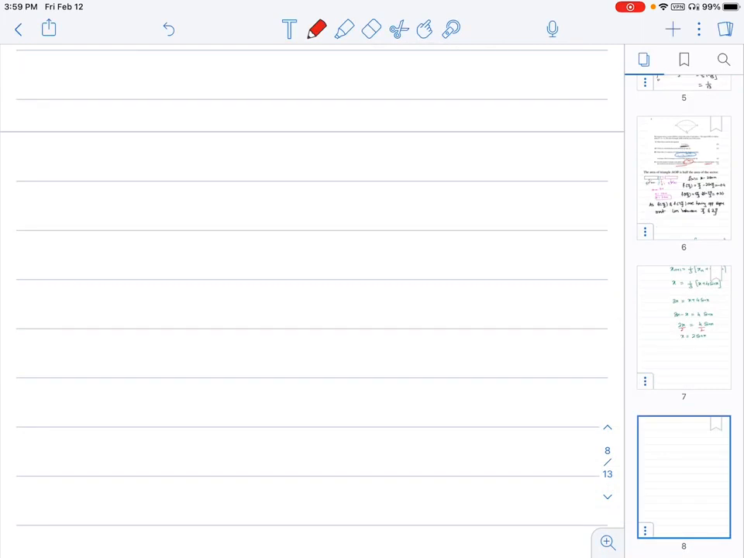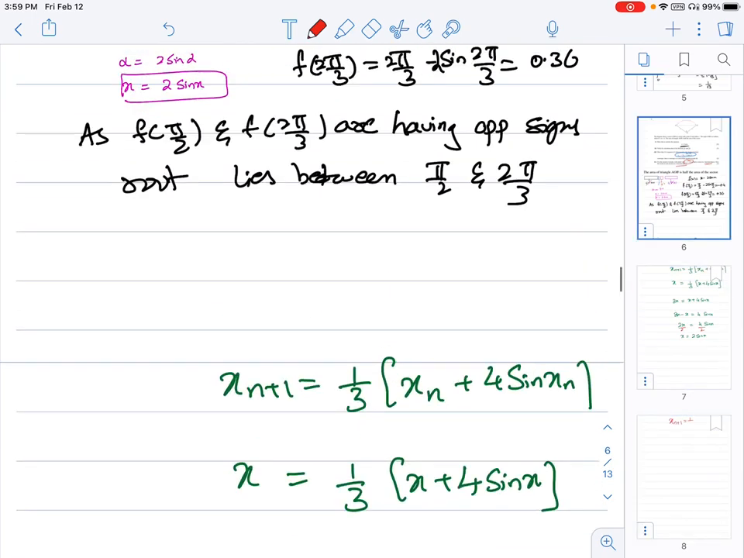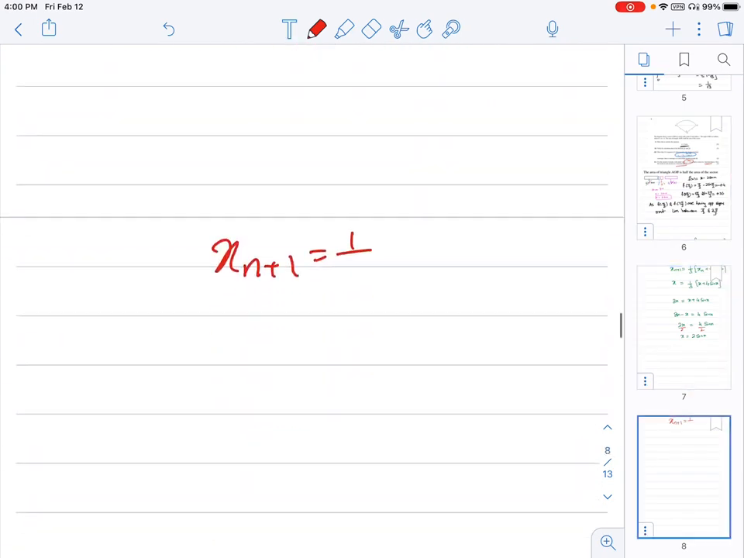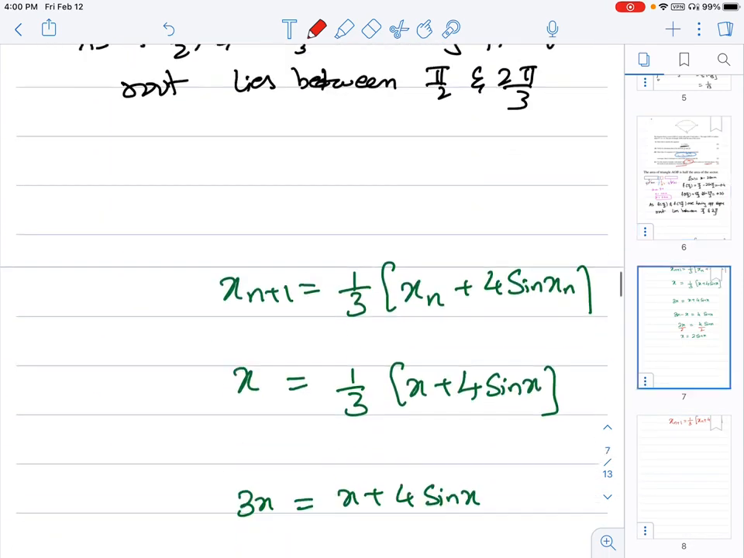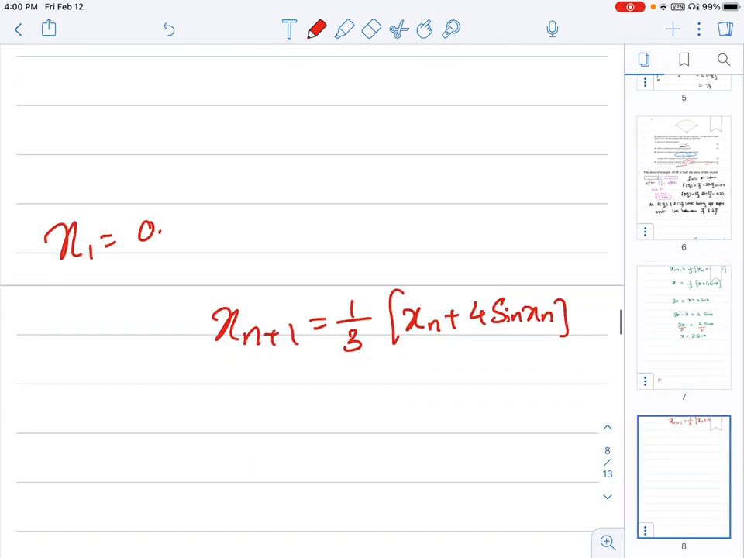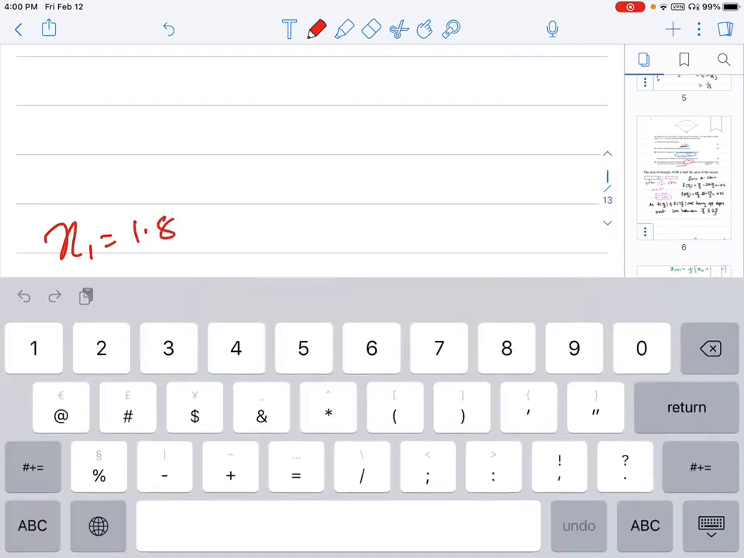So what is the formula? Iterative formula: x_{n+1} = 1/3 x_n + 4 sin x_n, and the initial value of x is 1.8. You can take any value, but in the question it is given as 1.8, so we take 1.8.